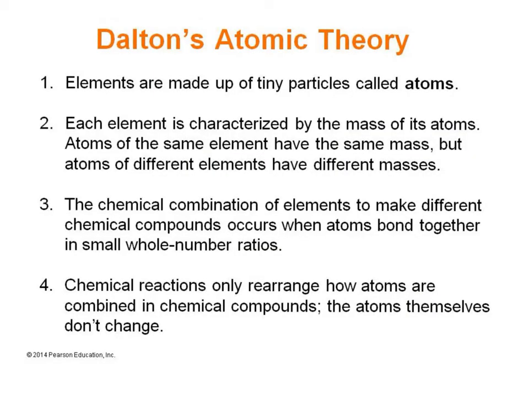All right, the next thing he says is the chemical combination of elements to make different chemical compounds occurs when atoms bond together in small whole number ratios. This is a restatement of the law of definite proportions. In other words, water is formed when 2 hydrogen atoms combine with 1 oxygen atom.